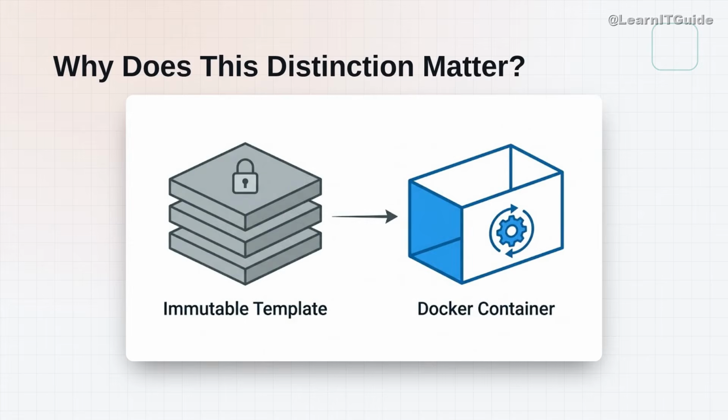So why does this distinction matter? Many developers treat images as the application and containers as the running application. This is technically incomplete. An image is an immutable template, while a container is a mutable process environment. If you fail to separate the two, you will end up baking secrets into your images or losing data when containers restart. That is exactly why this matters.